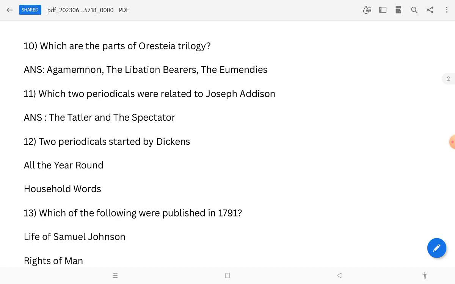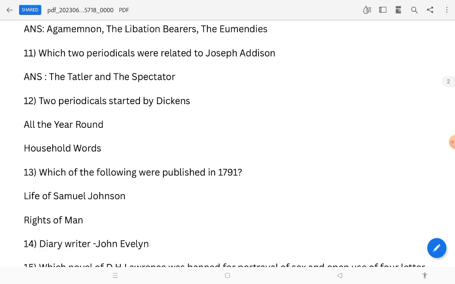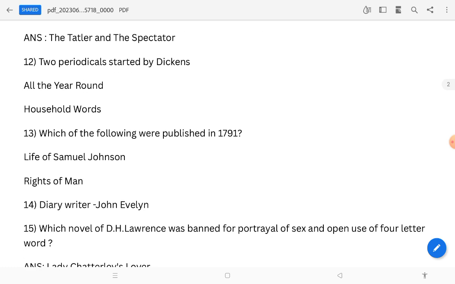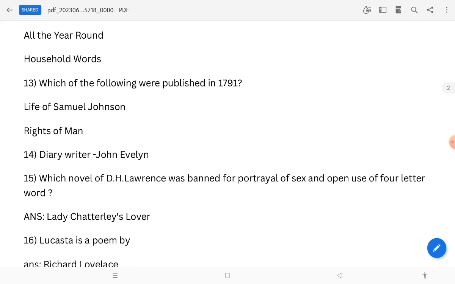Then question number 10. Which are the parts of the Oresteia trilogy? And the answer will be Agamemnon, the Libation Bearers, and Eumenides. Oresteia trilogy: Agamemnon, the Libation Bearers, and Eumenides. Then question number 11. Which two periodicals were related to Joseph Addison? And the answer will be the Tatler and Spectator. So they focused on Joseph Addison, and his periodicals are the Tatler and the Spectator. Question number 12. Two periodicals started by Dickens, and the answer will be All the Year Round and Household Words.